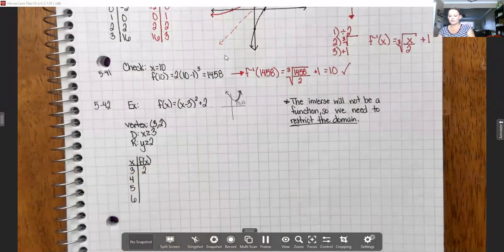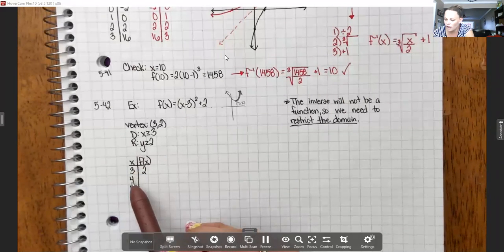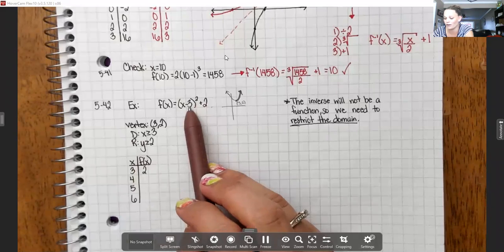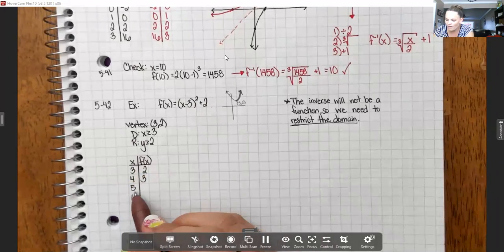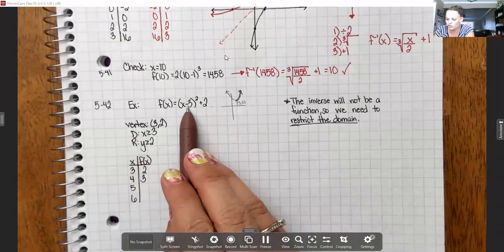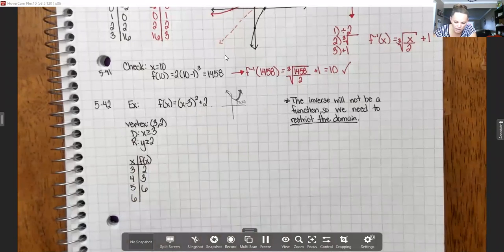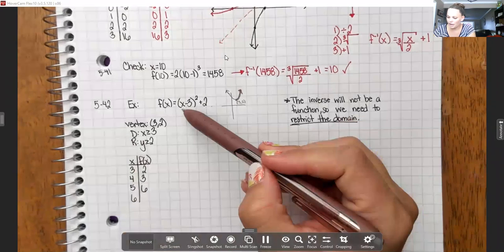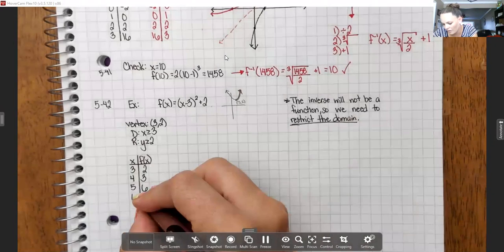That's the vertex. So again, filling in this table, I can either plug them in one by one, or I could use my calculator or Desmos. 4 minus 3 is 1, squared is still 1, plus 2 is 3. 5 minus 3 is 2, squared is 4, plus 2 is 6. And then 6 minus 3 is 3, squared is 9, plus 2 is 11.